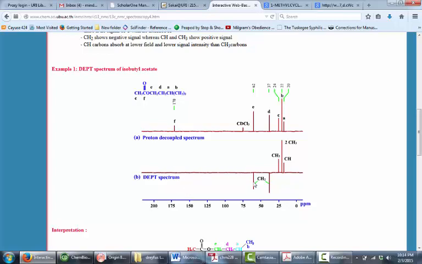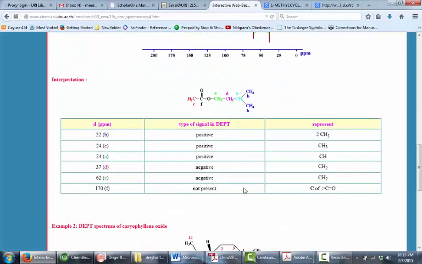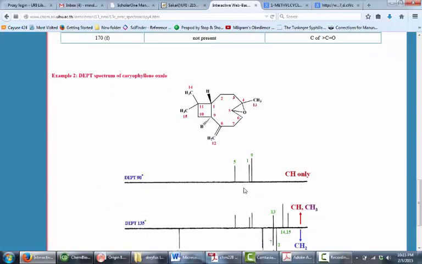Now the ones that are CH2, so that's E and D, those show up as negative, and the ones that are either CH or CH3s now show up as positive. So this is the kind of useful information that we can get from this, in this case, this DEPT 135 signal. We can do another example as well.